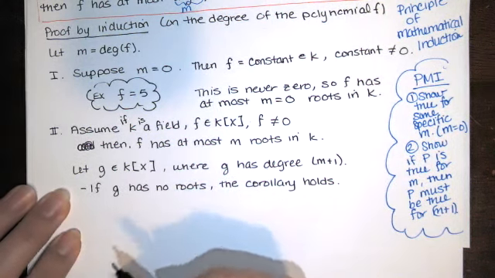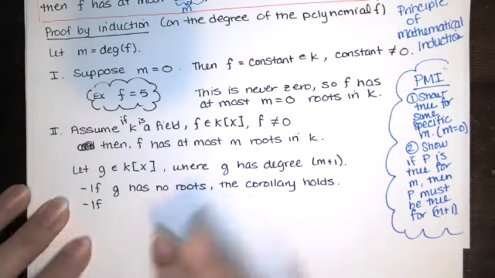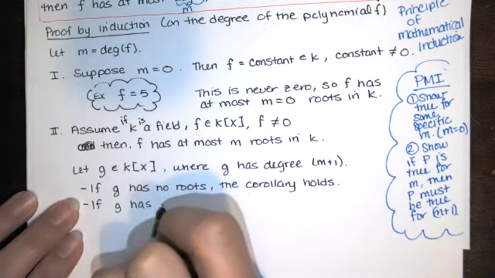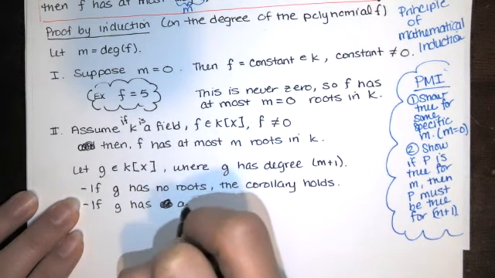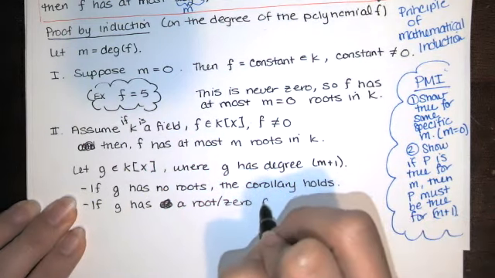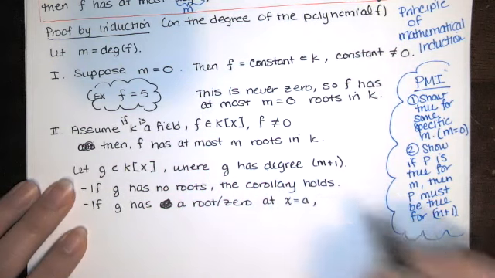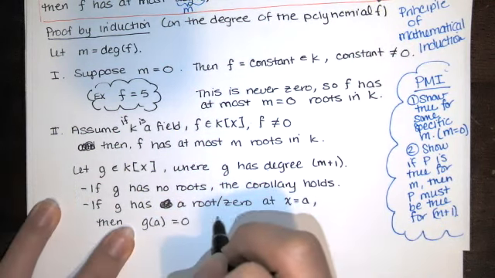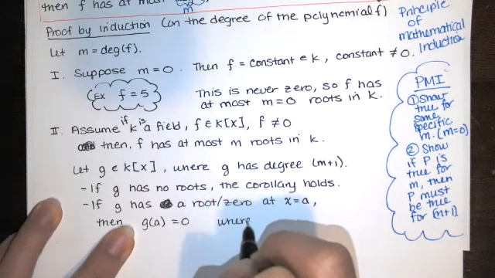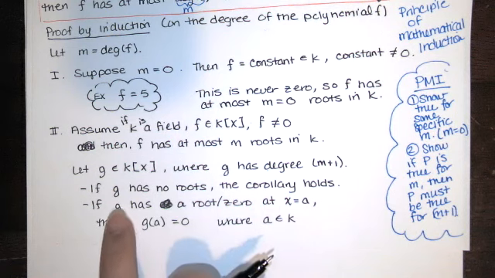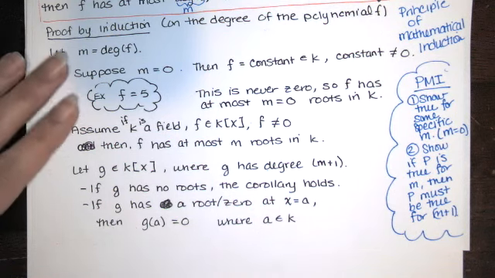Now let's suppose it actually does have a 0. So those are the two cases. Either it has no roots or it has one. Say it has a root or a 0 at x equals a. Then what that means is that g of a is equal to 0, where a is a number in our field k. Now, because of the division algorithm, we could take our polynomial g and we could divide it by x minus a.